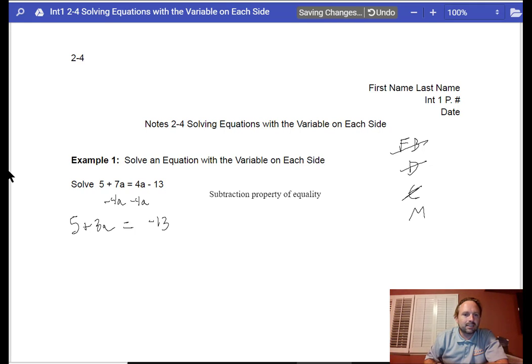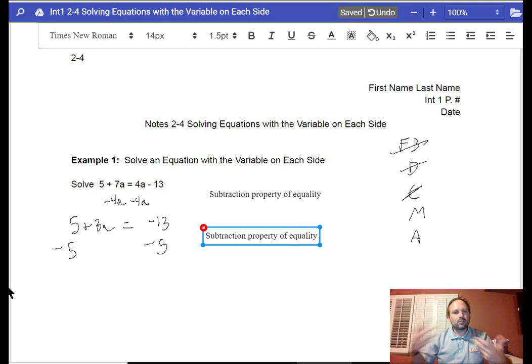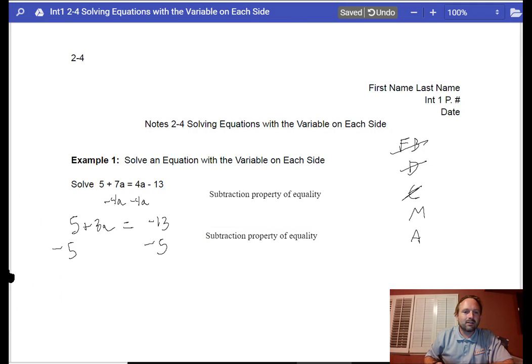Okay, well now I see I have a 5 and a 3. I can't still, no fractions, no distributions, no combine like terms, there's no variables to move. Add away. So I'm going to add negative 5 to both sides. So I can either add negative 5 to both sides, or I can use the subtraction property of equality again to get rid of everything that's not an a right there. So I'd be left with 3a is equal to negative 13, negative 5. That would be negative 18.